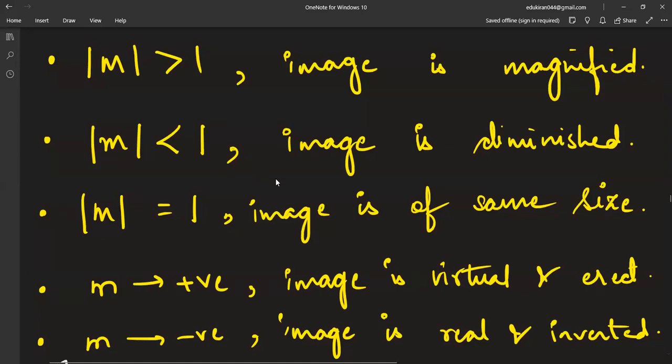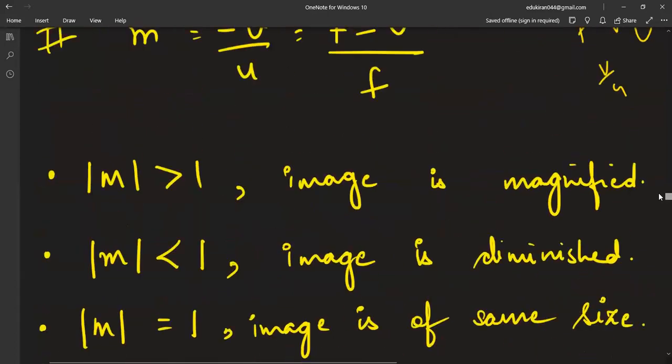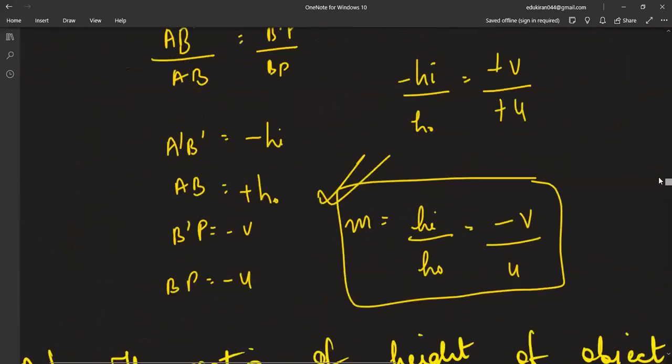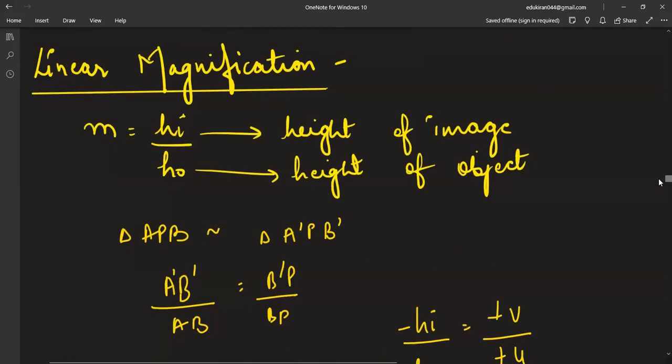If I tell you magnification is -1, that means 1 means same size, minus means real and inverted. If I tell you magnification is +8, such a huge number, so 8 means the image is magnified, plus sign means virtual and erect. This is what you have to use, and this is a very, very easy and very important method for all of your usages. Continue from here, linear magnification.